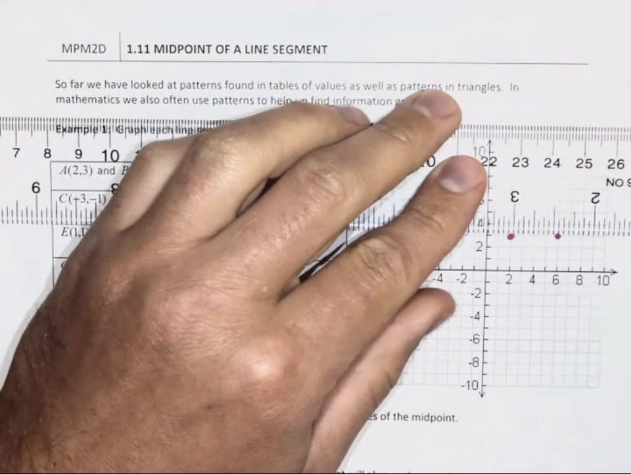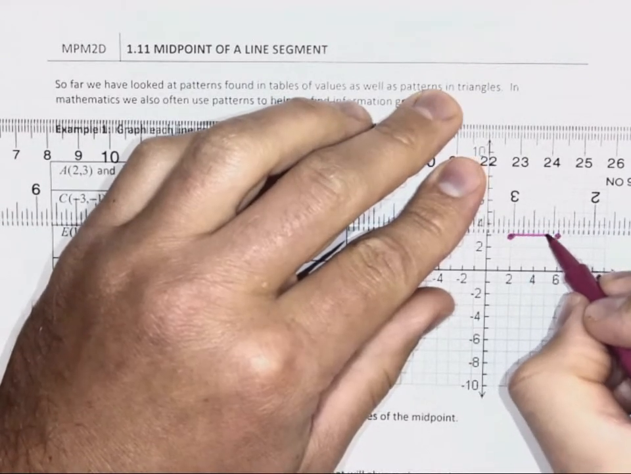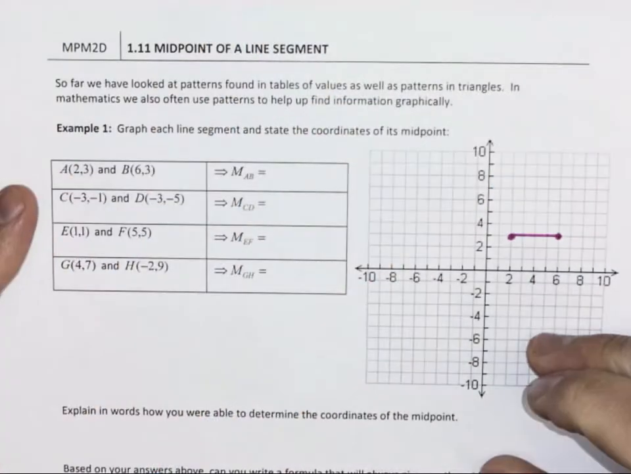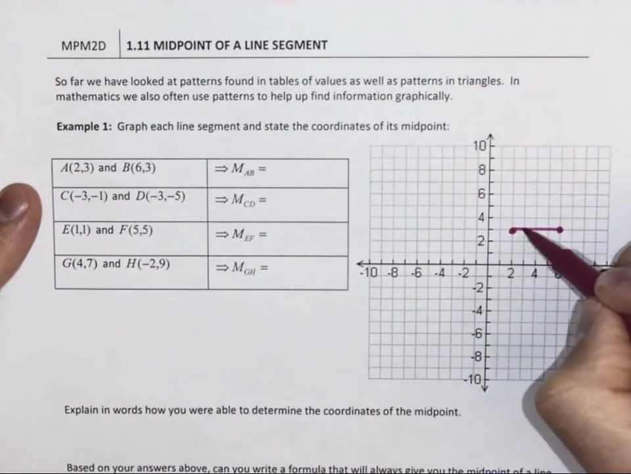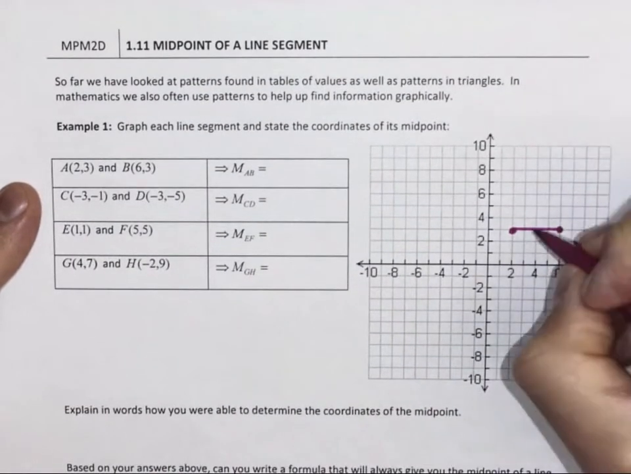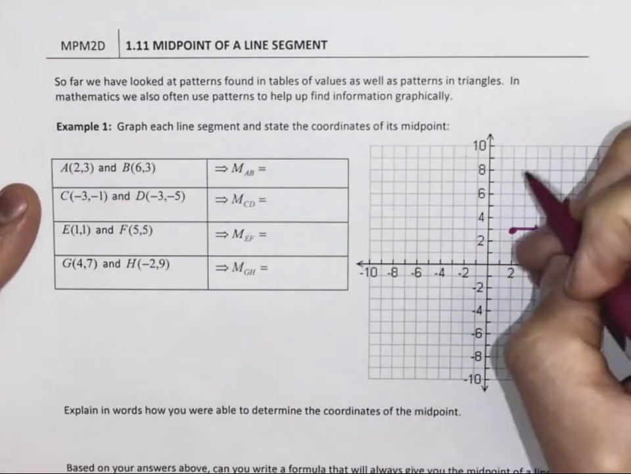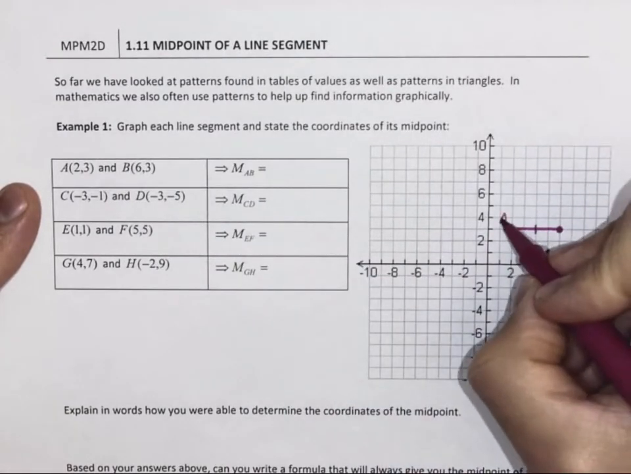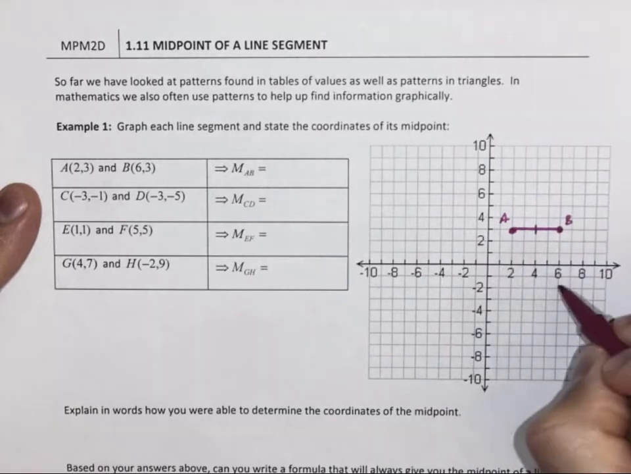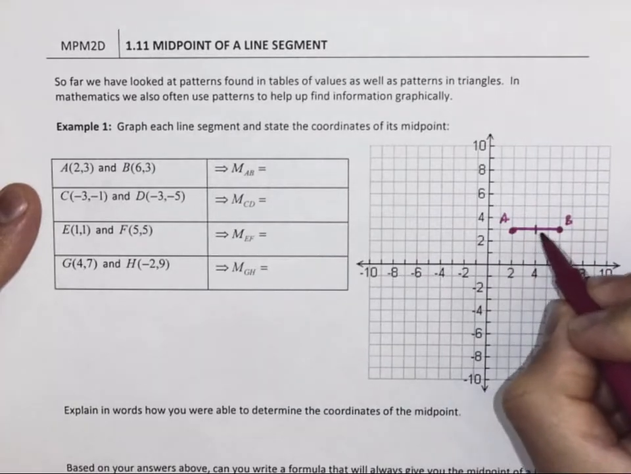So if we needed to determine the midpoint, the middle of this section of that line, we could count 1, 2, 3, 4. It's 4 of them wide, so 2 in the middle. There it is. The midpoint of AB is going to be (4, 3).